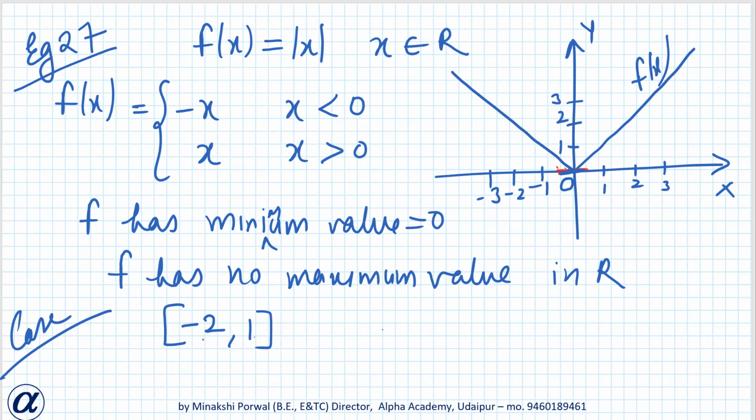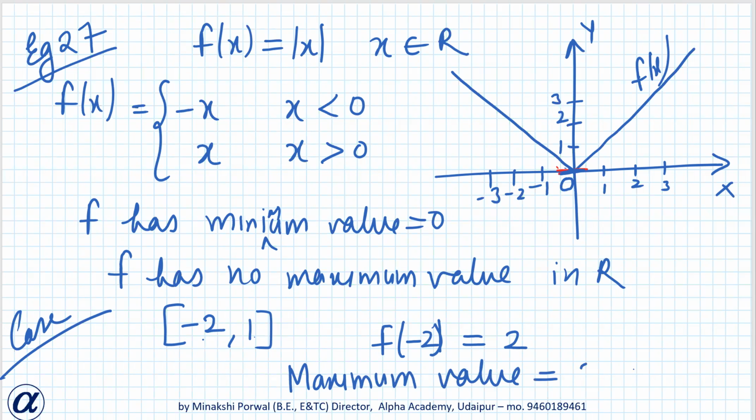So f of -2, mod of -2, will be equal to 2. Okay, so this will be the maximum value. So maximum value in this case will be 2 at x equals -2. And minimum value is 0 at x equals 0 only.